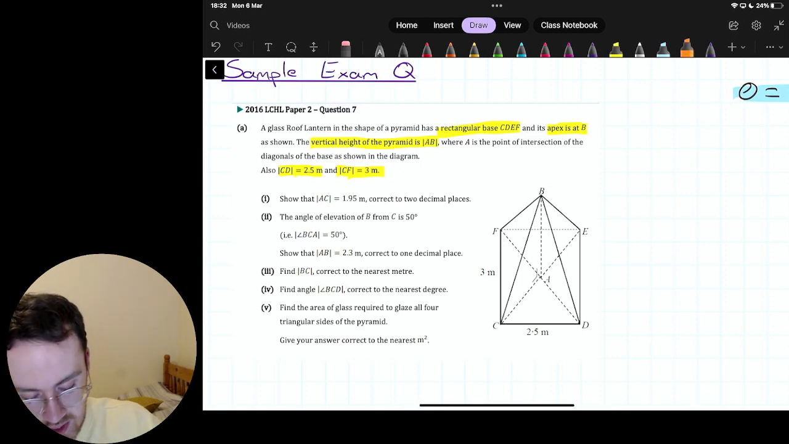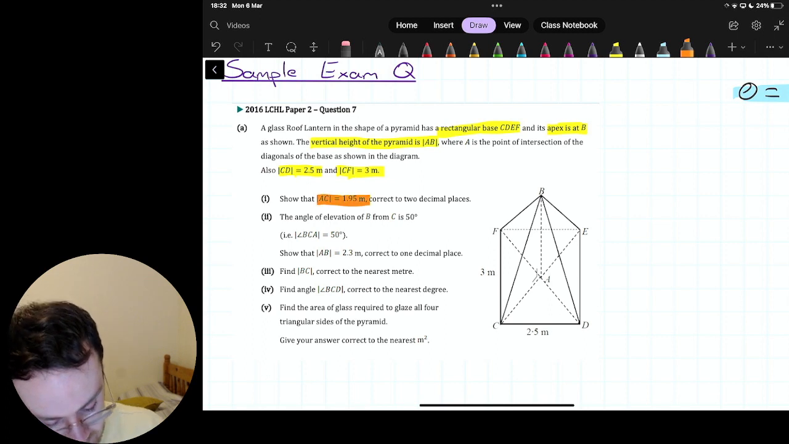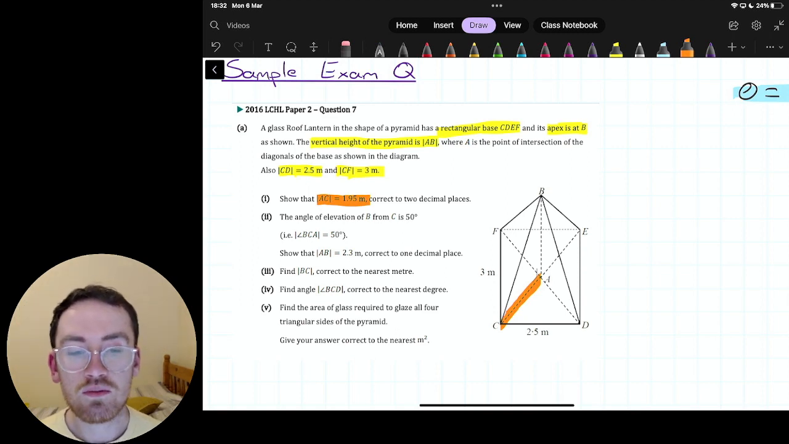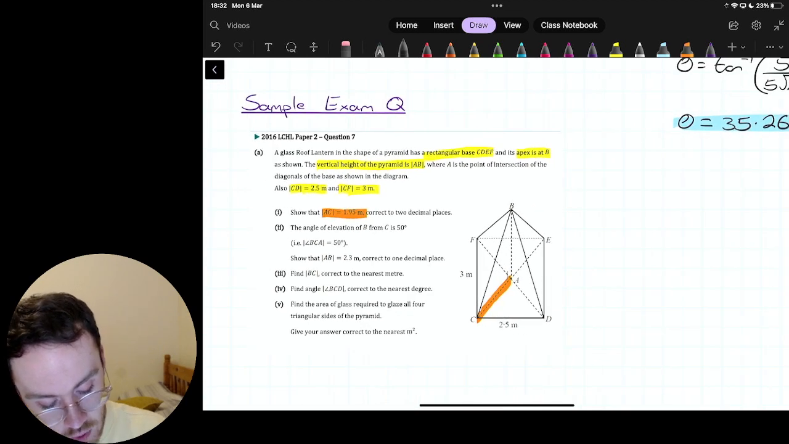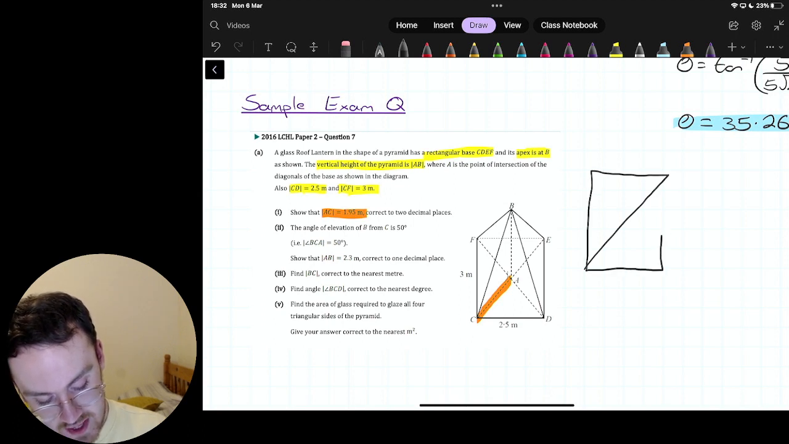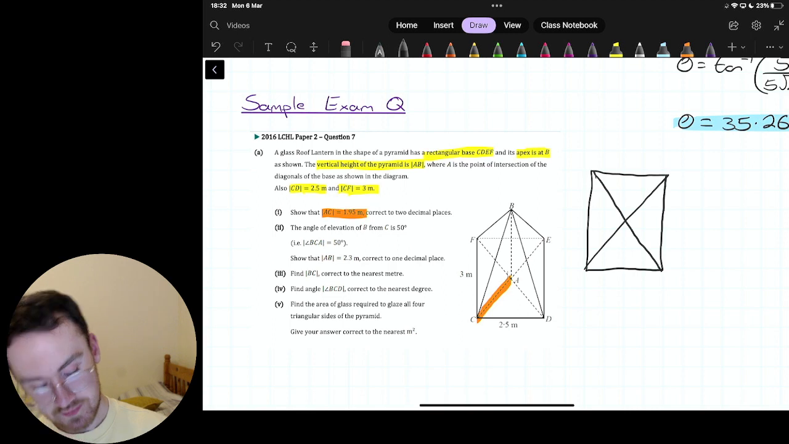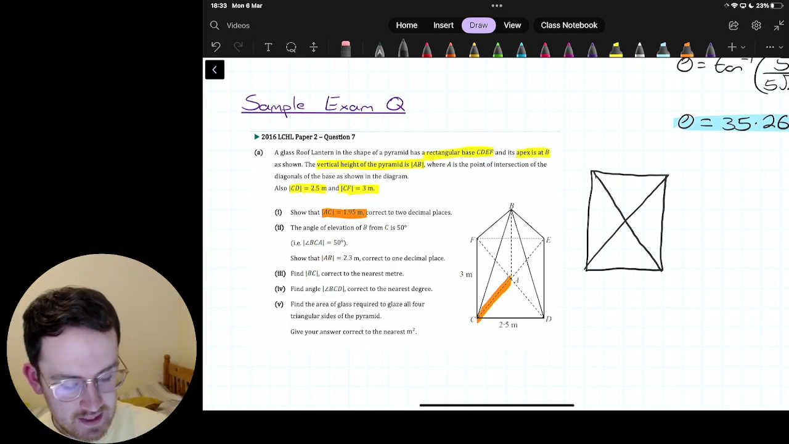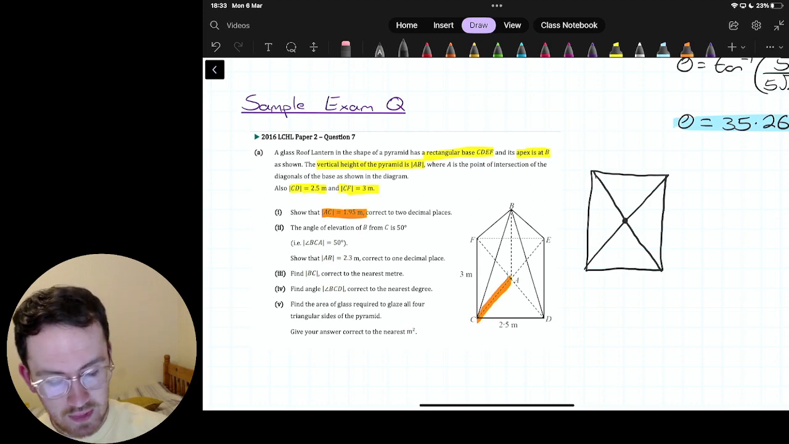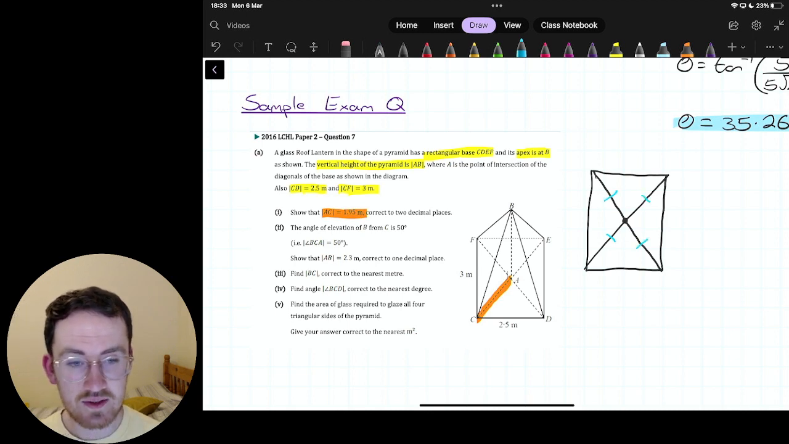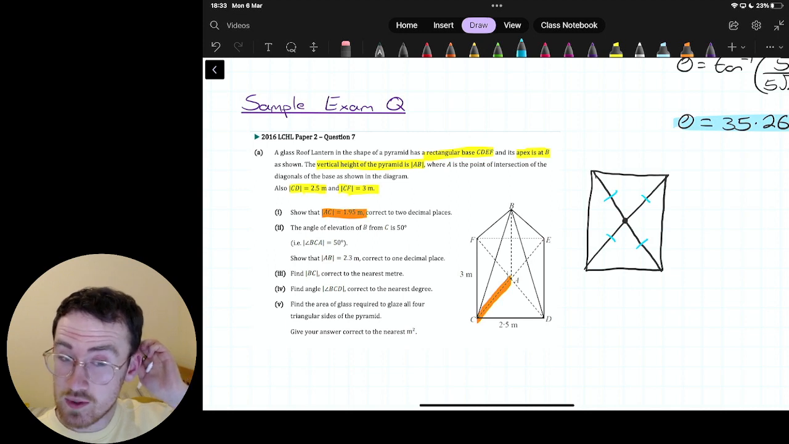So let's work out where AC is first. AC is along here. We want to prove that this length here is 1.95 meters. There's a few different ways that we can approach this one. What we could do is look at the rectangle, the base of the pyramid. What we should know about a rectangle is that the diagonals of a rectangle bisect each other. So this length is equal to this length, and this length is equal to this length. These four lengths are all equal to each other.